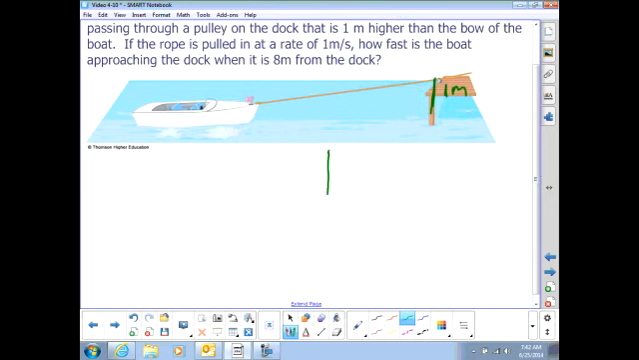So we're going to have a right triangle set up. That height is always constant at 1. And we don't know these two distances. Let's call them x and y. The thing we're looking to find is the rate that the boat is approaching the dock. So we want to know dx dt. Meaning once we take the derivative, we should be able to sub in for everything except for dx dt.